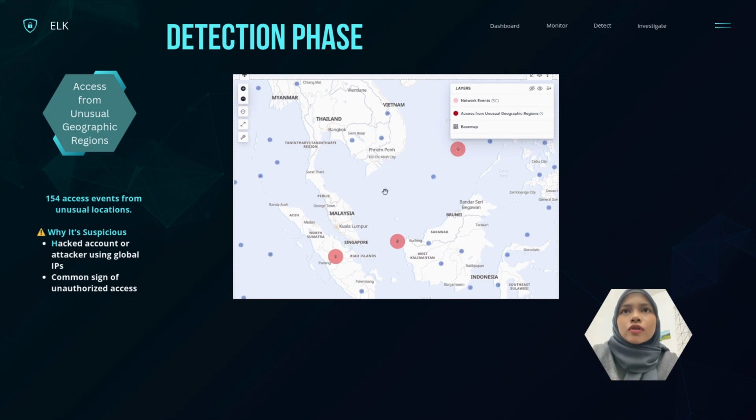Next incident is the access from unusual geographic regions. This dashboard shows a map visualization named access from unusual geographic regions. It automatically flags 154 access events from areas not commonly accessed by normal users. These red circles with the number 11 show clusters of unusual activity that are suspicious because the access comes from unexpected locations, areas far from the usual operation base. Users are normally based in Malaysia, so access from distant or unrelated regions could mean compromised credentials, and multiple unusual regions at the same time could indicate a botnet or attackers coming from different IPs globally.